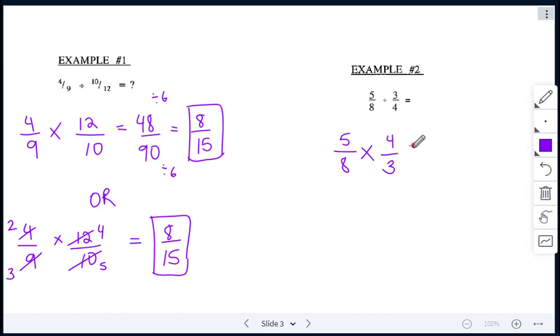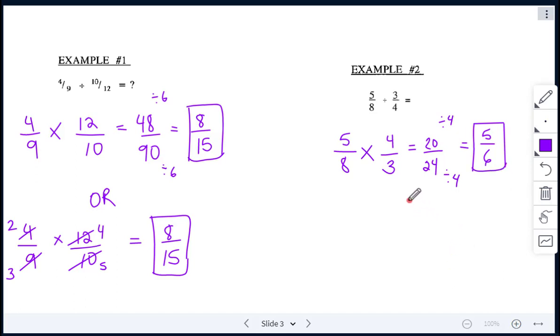All right, so again, the two methods, you can just multiply your numerators together. 5 times 4, which is 20. 8 times 3, which is 24. And then we would reduce. We could reduce by dividing by 4, top and bottom. So 20 divided by 4 is 5. 24 divided by 4 is 6. So our reduced answer would be 5 over 6.